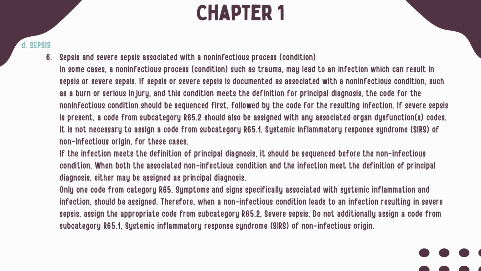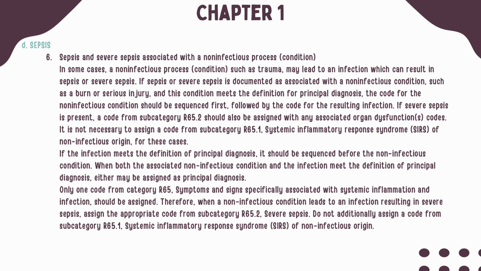There may be instances where a non-infectious process, such as trauma, can lead to an infection which can result in sepsis or severe sepsis. When sepsis or severe sepsis is documented as associated with that non-infectious condition, a code for the non-infectious condition should be coded first, followed by the code for the resulting infection. If severe sepsis is present, a code from subcategory R65.2 should also be assigned, as well as any associated acute organ dysfunction. If the infection meets the definition of principal diagnosis, that should be sequenced before the non-infectious condition.